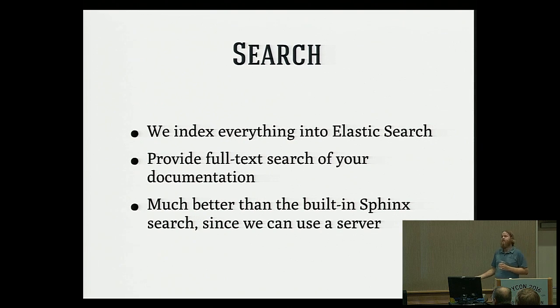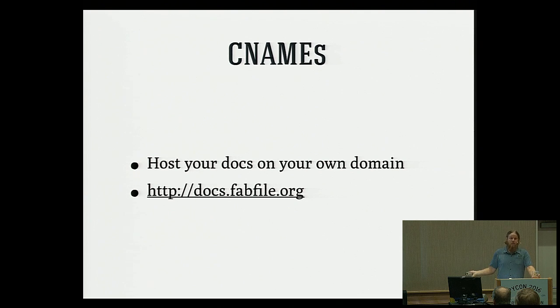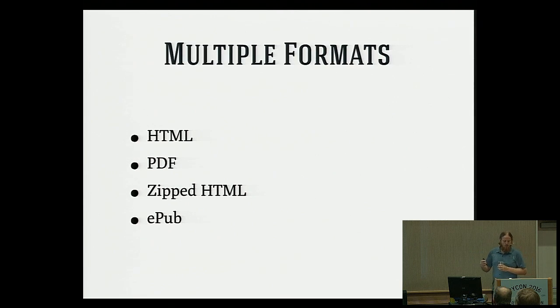We also do search. Sphinx has search built in, but it uses this crazy JavaScript search that's really difficult because it's not actually a search engine. So we index everything into Elasticsearch and then make that searchable, with real search. We support CNAMEs, so if you have a custom domain, lots of people use it. pip and Fabric and all these tools, requests, use Read the Docs on a CNAME. And then we automatically build multiple formats for you as well. Sphinx can generate PDFs just as well as HTML, and so we do all that.